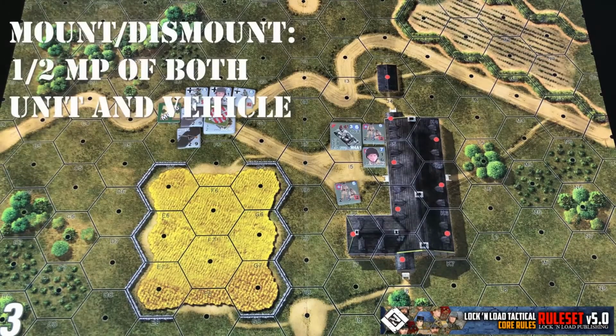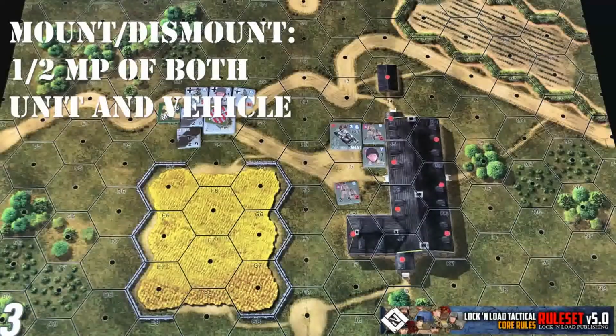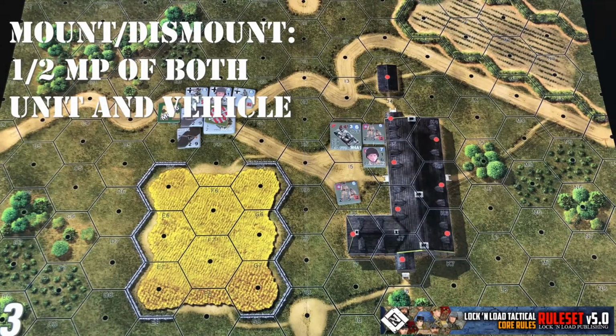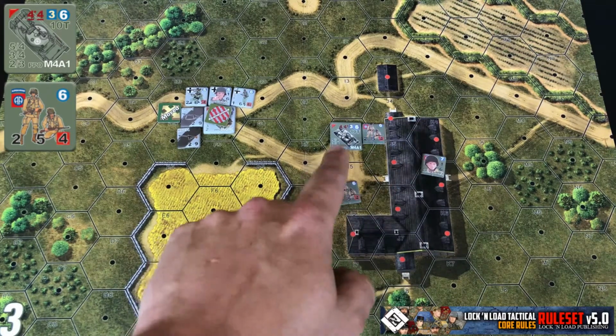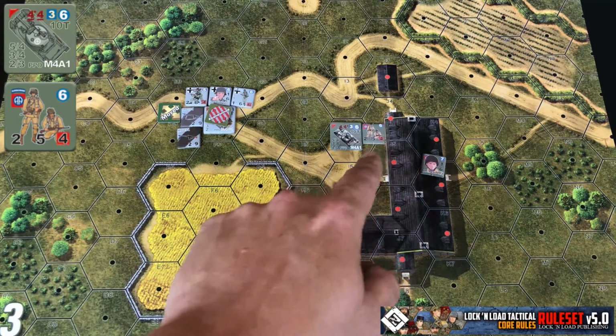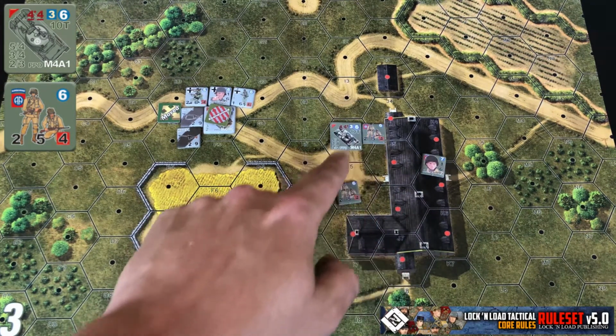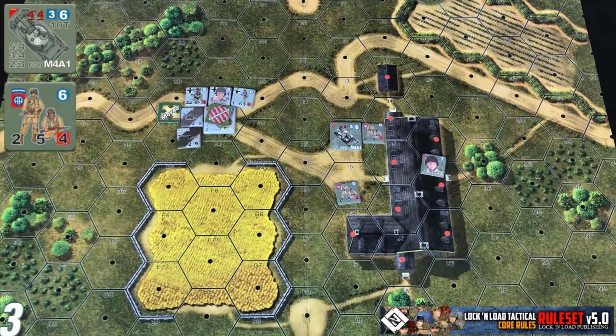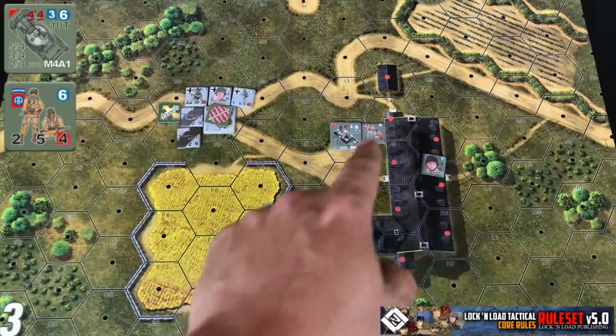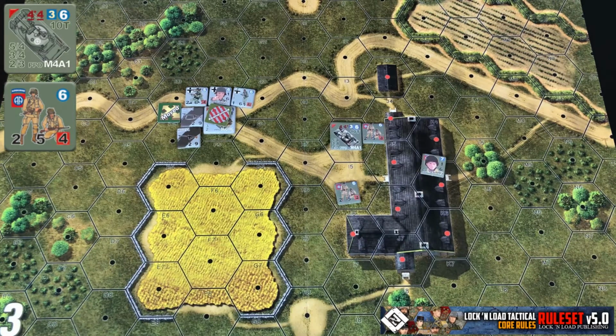Now, when you're mounting a vehicle, it's going to take 1/2 of the movement points of the unit that's loading and the vehicle itself. So take, for example, our Sherman tank here. If this squad were loading on top of the Sherman tank, they would spend 1/2 of their movement points, 2, and the tank would spend 1/2 of its movement points, so 5, for the squad to load on top of them. Mounting a vehicle is going to activate that vehicle for the impulse. So if this squad were to mount on top of the Sherman, it is going to activate and conduct its actions for that operations phase.